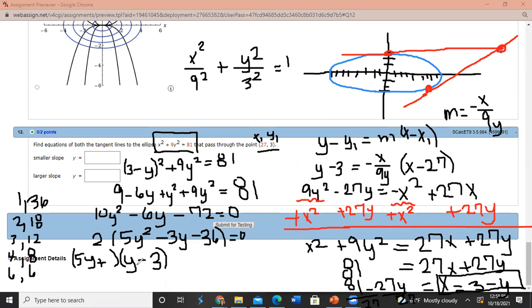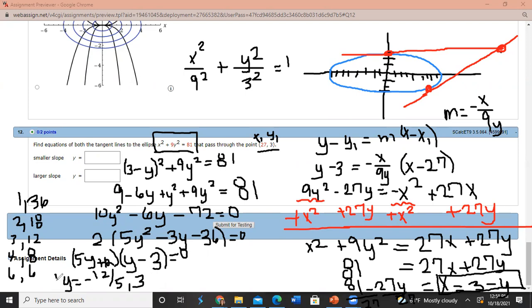Let's say 3 and 12. Okay, so 5y times negative 3 is negative 15, positive 12 times y is positive 12y. That's the combination we're looking for. Okay, so we set each one equal to 0, y equals negative 12 over 5, and y equals 3.